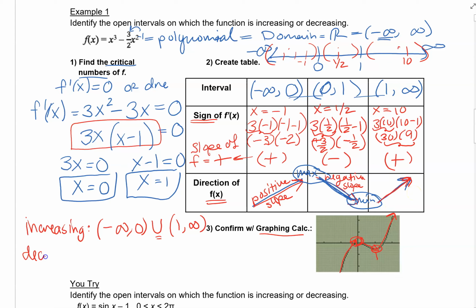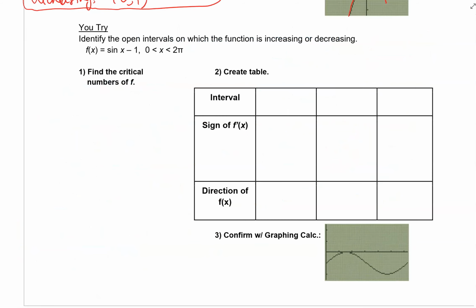And then for decreasing would be that middle interval from 0 to 1. So that's our answer right there. So try this one. See if you can get the intervals for increasing and decreasing.